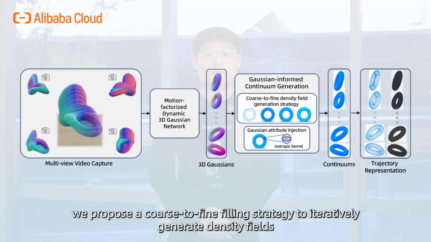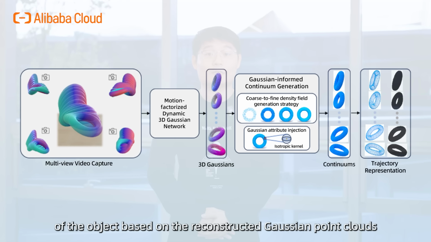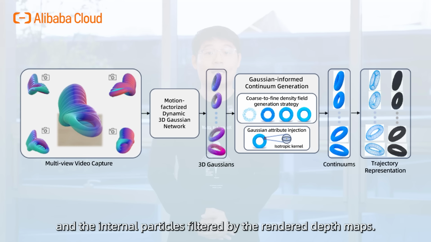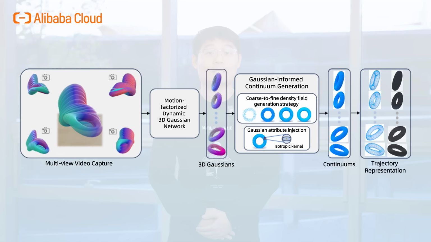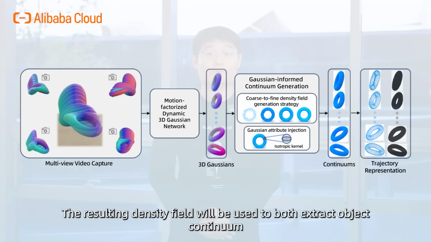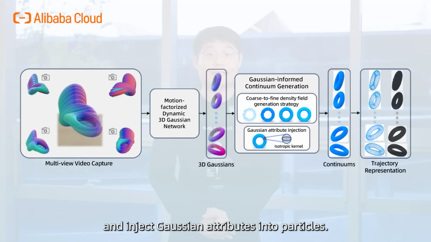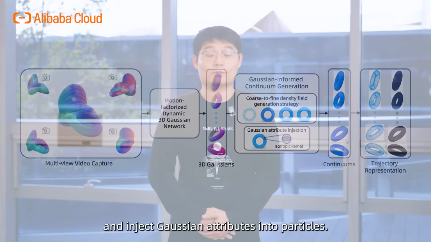Therefore, we propose a coarse-to-fine filling strategy to iteratively generate density fields of the object based on the reconstructed Gaussian point clouds and the internal particles filtered by the rendered depth maps. The resulting density fields will be used to both extract the object continuum and inject Gaussian attributes into particles.